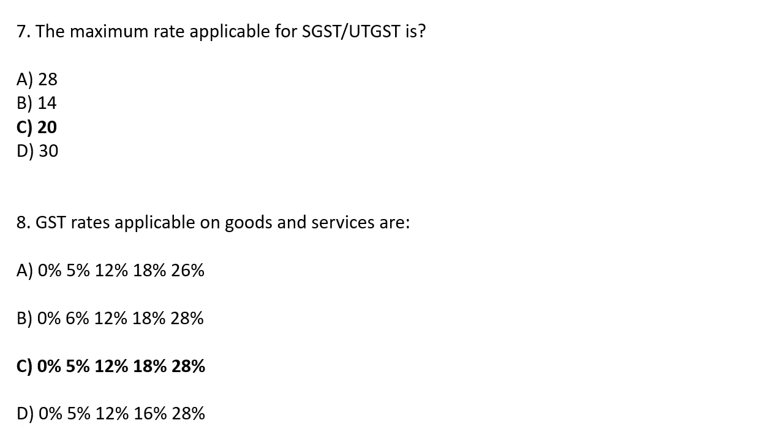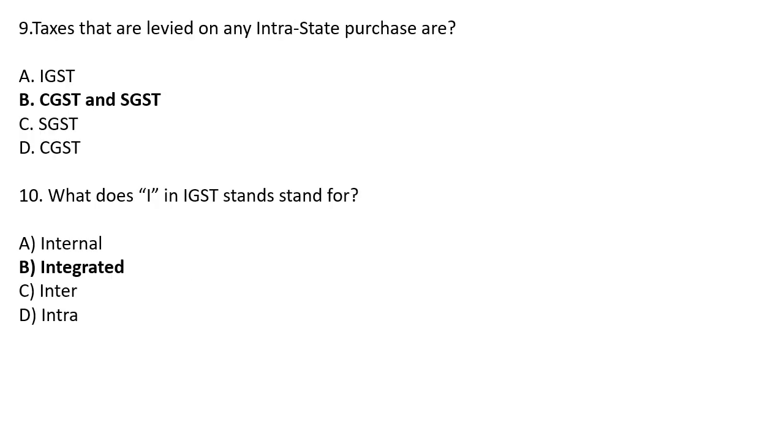Next question, the GST rate applicable on goods and services is, so you can see in option A we have 0%, 5%, 12%, 18% and 28%. This is your correct rate structure which is applicable to goods and services tax. Taxes that are levied on intrastate purchases are option A IGST, option B CGST and SGST, option C GST and option D GST. The correct answer is option B CGST and SGST.